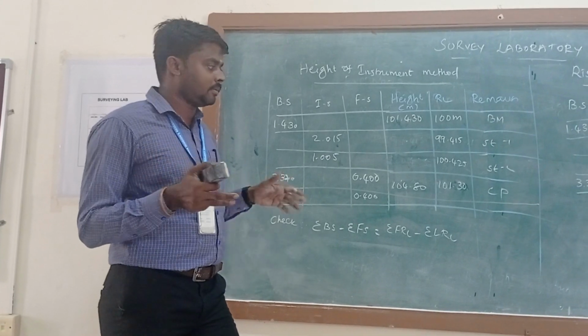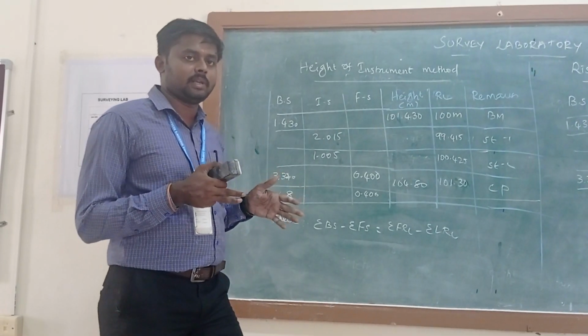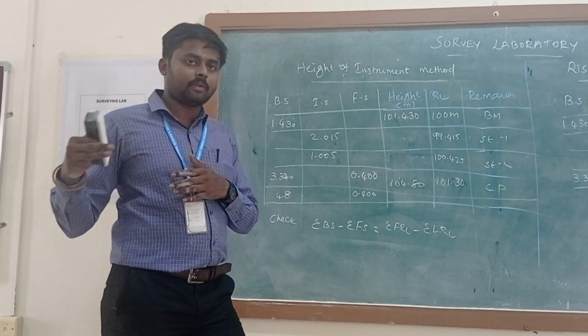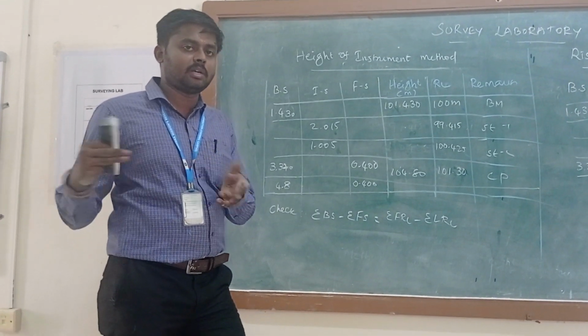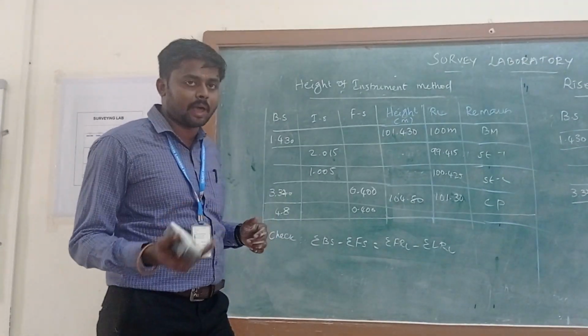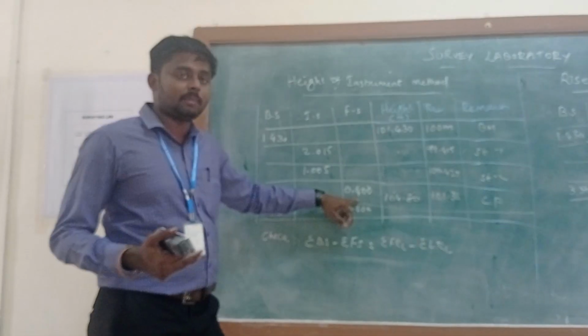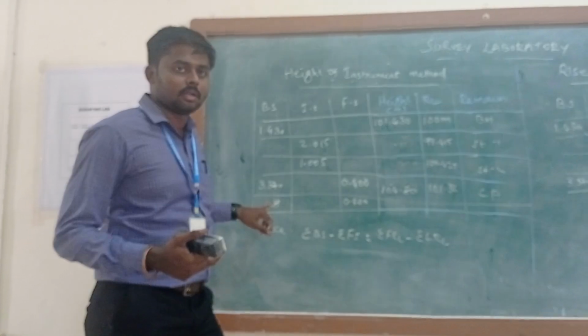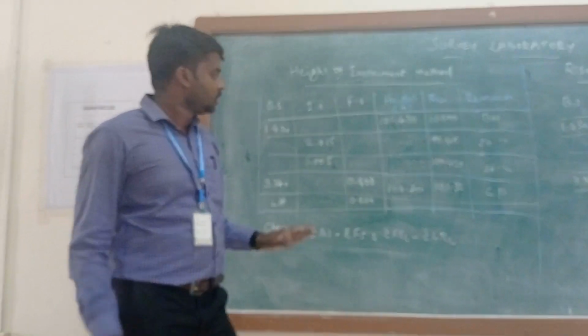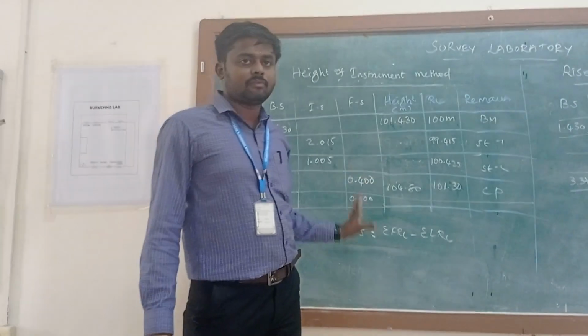Because the first time we set up the instrument at a certain height and a certain place, but now we are fixing the instrument at some other place. So based on the position of the instrument, the leveling staff reading gets varied. The same leveling staff position, but the reading is different because of the height of the instrument. So these are all the readings which we are taking in the field.